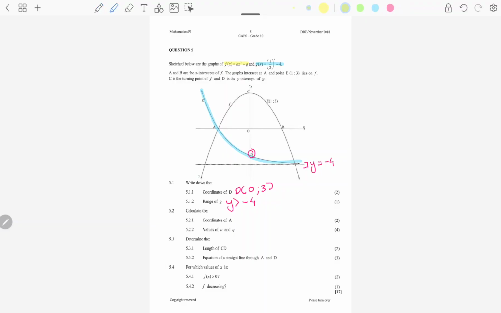Now, sorry, I erased my yellow graph. Now they want us to calculate the coordinates of A. So A is this point here. A is the point where g of x is equal to f of x. But we also know it's along the x-axis. Therefore, at that point, the y value will be 0.